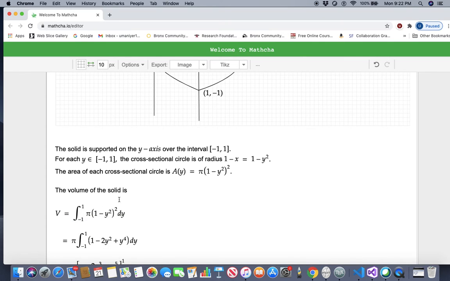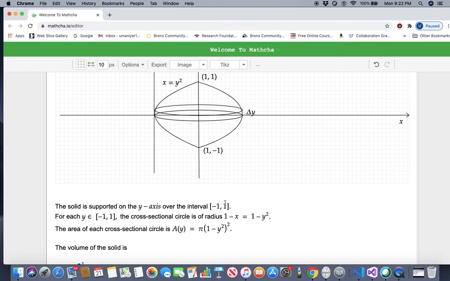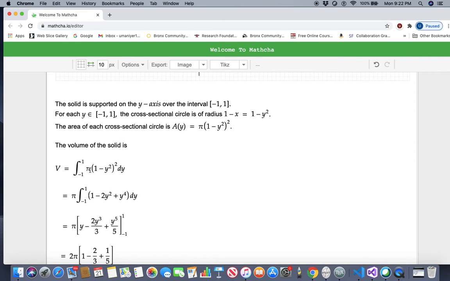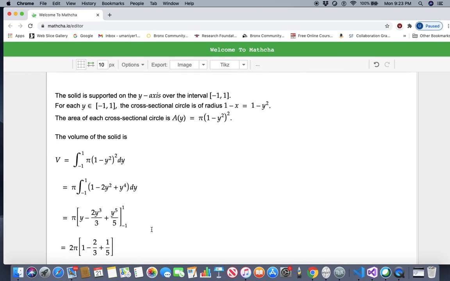So the volume of the solid is the integral from -1 to 1, remember -1 to 1, of the cross-sectional area in terms of y. Expanding, (1 minus y squared) squared is 1 minus 2y squared plus y to the power 4. Don't forget, pi is a constant, so I can just pull it out. When I take the antiderivative, I get y minus 2y cubed over 3 plus y to the 5th over 5, with the limits of the integral being 1 and -1.